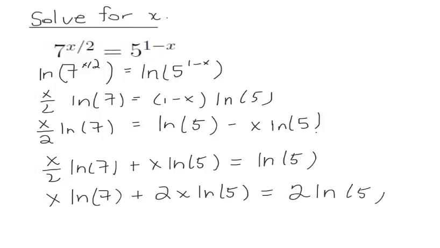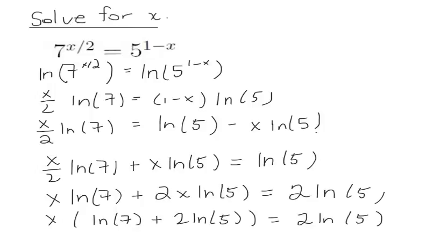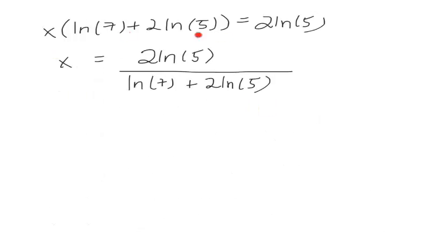Now I'm going to go ahead on the left-hand side and factor out that common factor of x. That's going to leave us with ln of 7 plus 2 ln of 5. And our last step here is going to be to divide by this expression, ln of 7 plus 2 ln of 5. And that's going to give us the following final answer here of 2 ln of 5 all over ln of 7 plus 2 ln of 5.